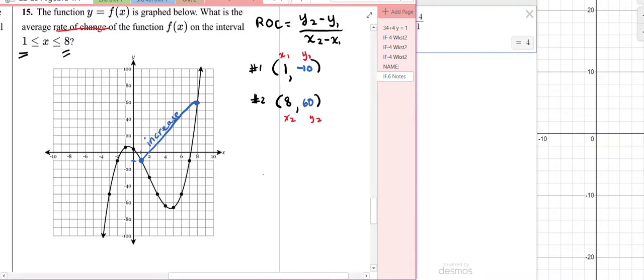Let's calculate it. Okay, ROC is going to be y2 minus y1. It's going to be 60 minus a negative 10.